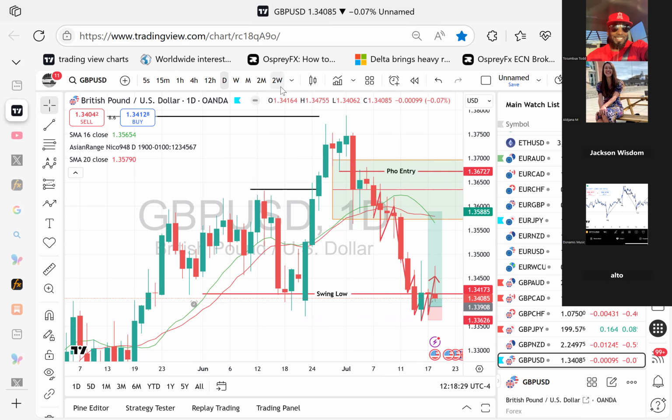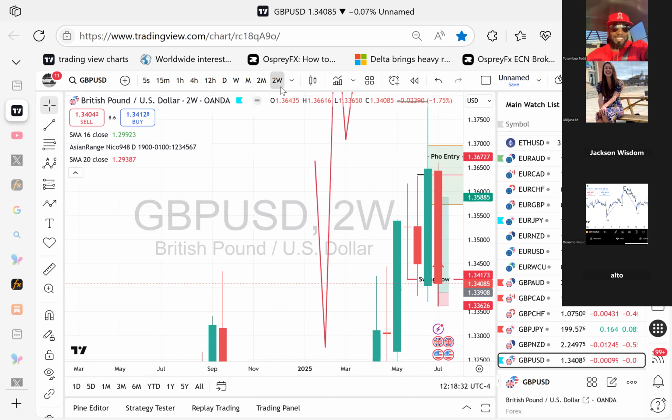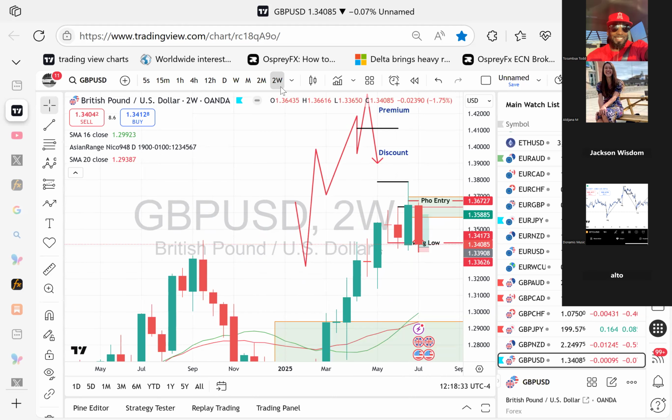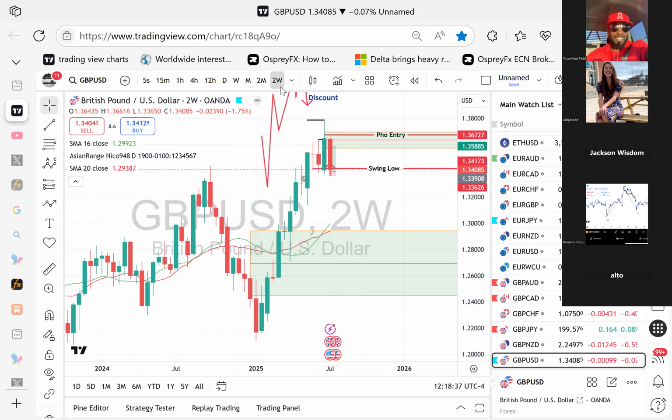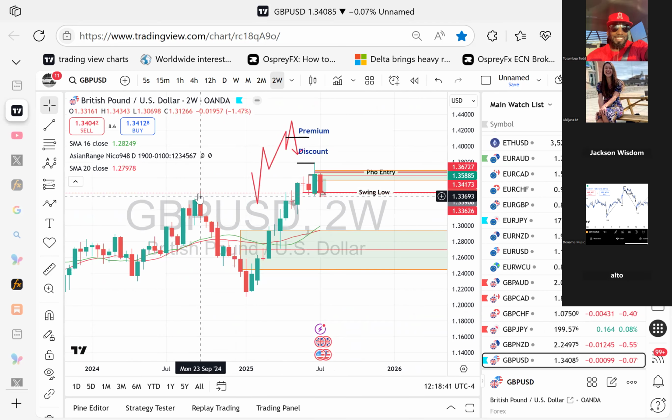Does that make sense? On this time frame here, what do you see? It broke the swing low. You see break of structure right here. Yeah. Right? This price came up and broke structure.